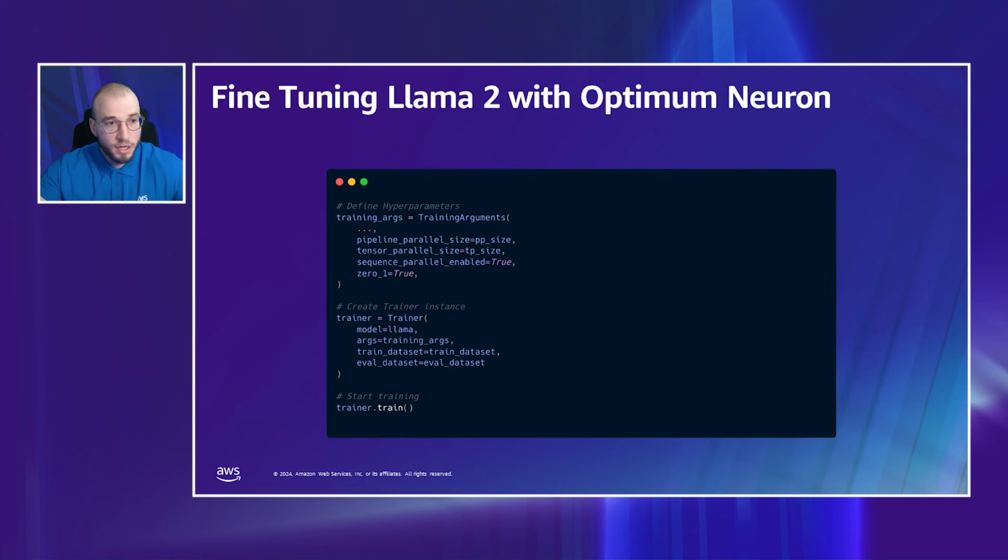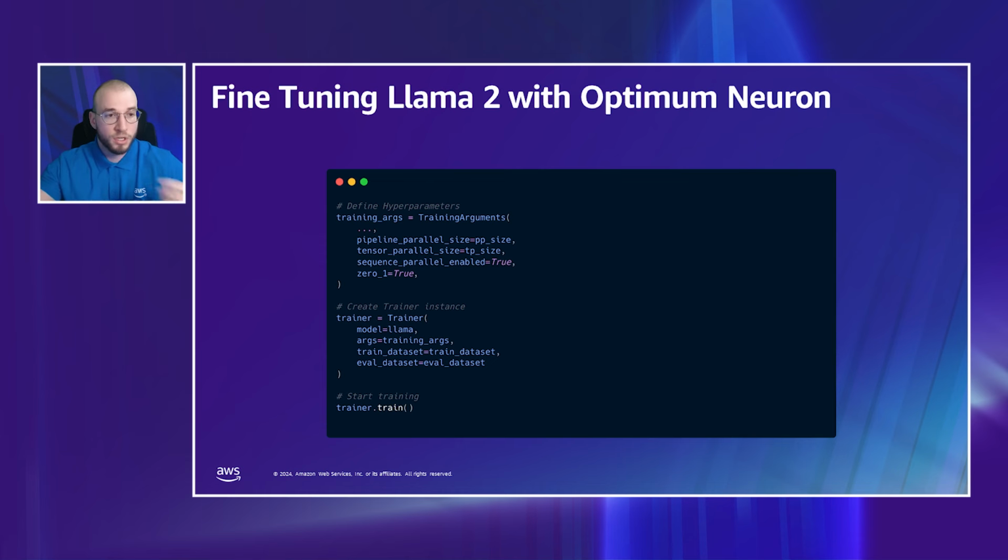Afterwards, we define our training arguments, where we need to set our pipeline parallelism degree and the tensor parallelism degree. We can enable sequence parallel and ZeRO-1, which saves us additional memory, meaning we can run training on a bigger model on a smaller instance or have faster training time. Then we only need to create our trainer, where we pass in our model, our data set, our training arguments, and eventually our evaluation data set, and we can then call trainer.train.